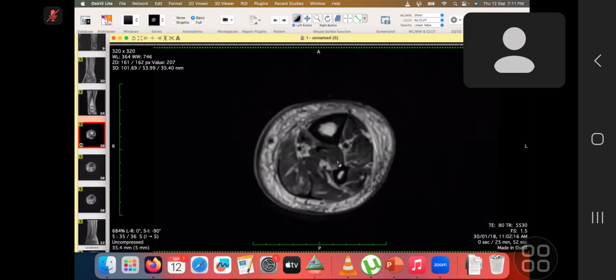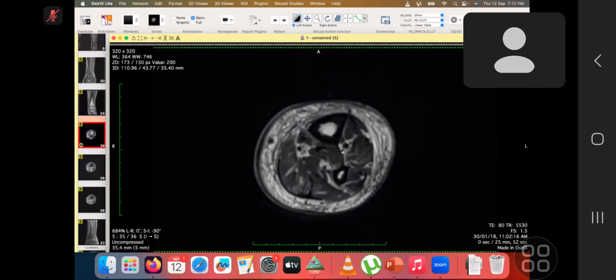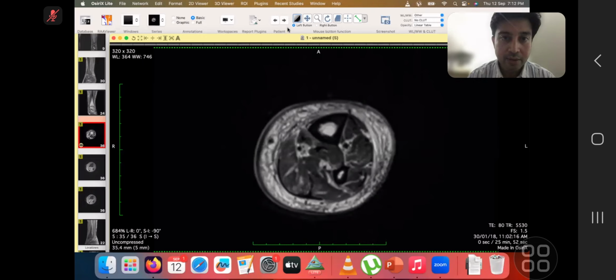I would review the rest of the images as well to just make sure that I'm not missing an intraosseous abscess. If there is any ADC or DWI, I would review that as well. At this point of time, I'm seeing signal changes. I don't see a definite loculated lesion to suggest an intraosseous abscess in this location. Okay, let's go to the next case.